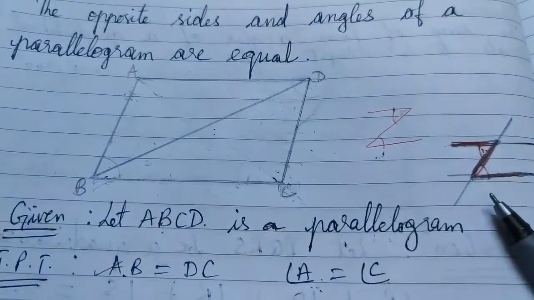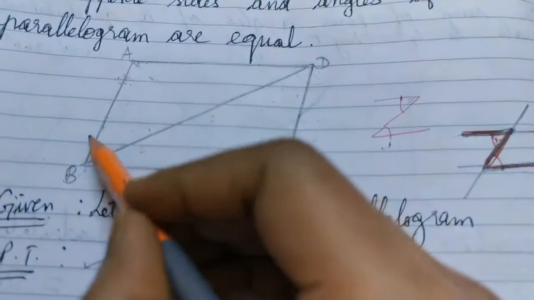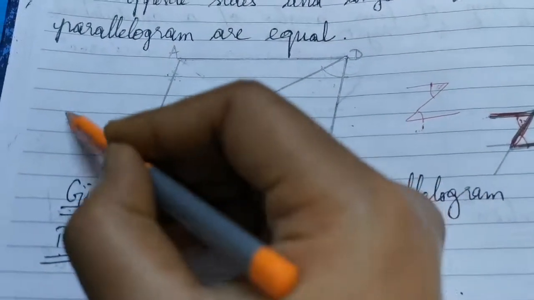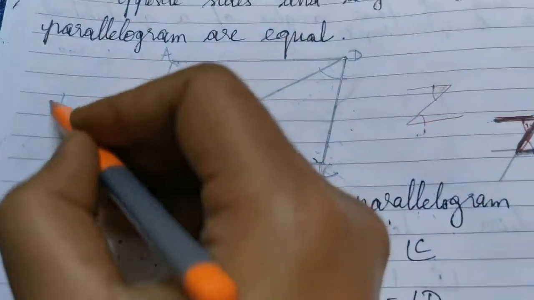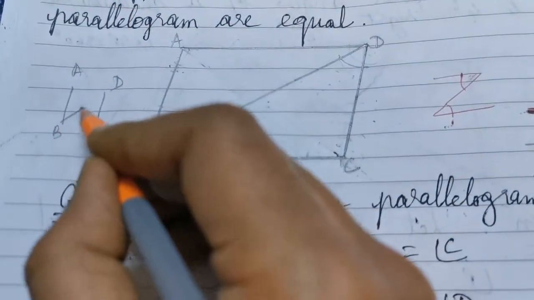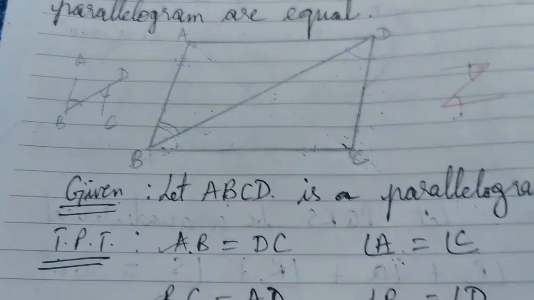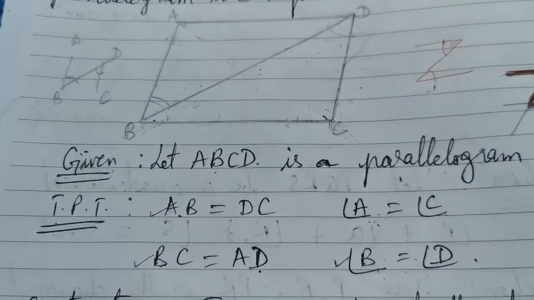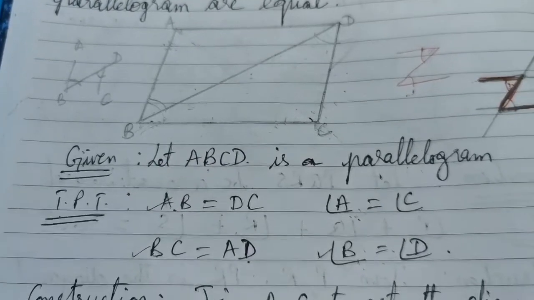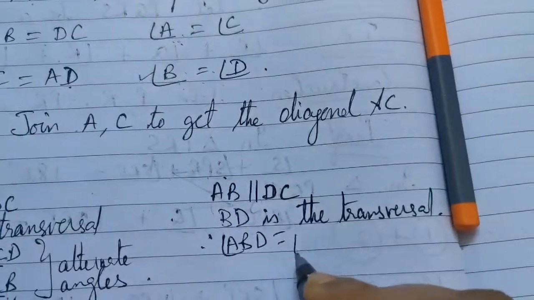Now let us check for the alternate angles. So I have a Z shape like this. This angle and this angle fall in between the Z shape. AB is parallel to DC. So I have A, B, D, C and BD is the transversal. So these two are my angles now. Angle ABD is equal to angle BDC. So I write that.